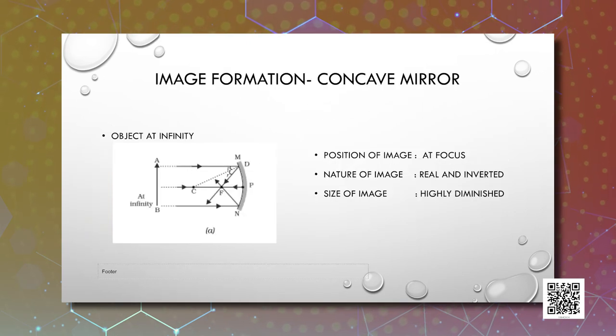As you can see in the figure, a ray parallel to the principal axis after reflection will pass through the principal focus in case of a concave mirror, or appear to diverge from the principal focus in case of a convex mirror. When we consider a ray passing through the principal focus of a concave mirror, as shown in the figure, or a ray which is directed towards the principal focus of a convex mirror, after reflection it will emerge parallel to the principal axis.